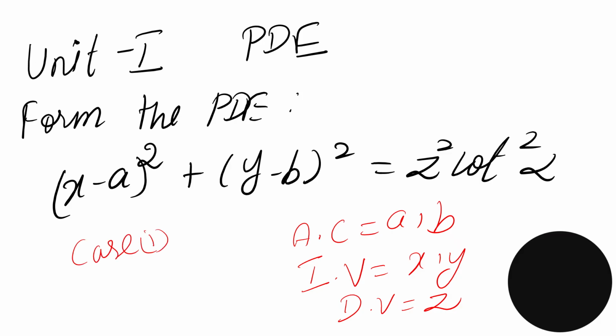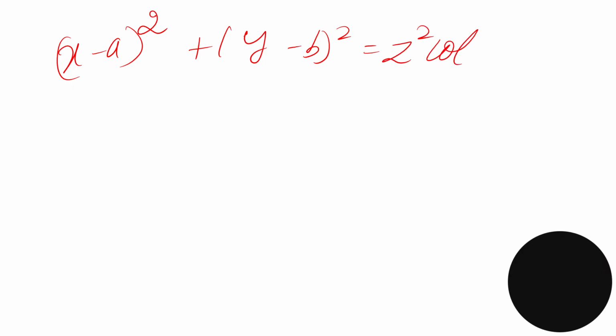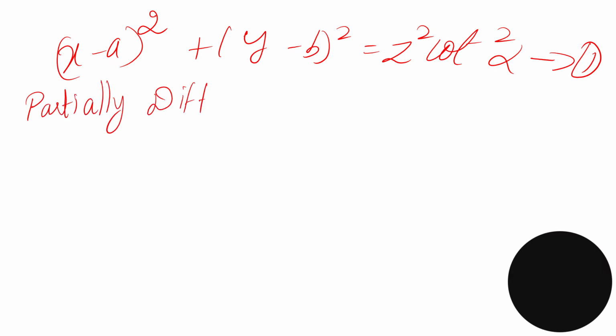Case one type, because arbitrary constants are less than or equal to independent variables, we have to use case one. So first we have to differentiate the equation with respect to x and then with respect to y. Consider this equation as 1. First, partially differentiate equation 1 with respect to x. With respect to x, the first term has x, the second term does not, and the third term is z square cot square alpha.